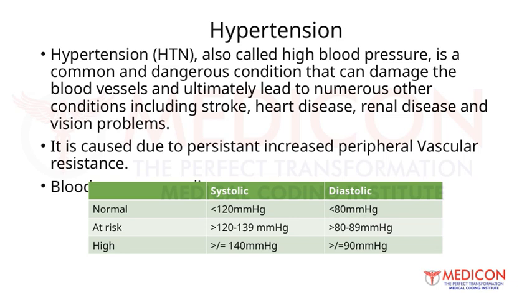Hypertension, also known as high blood pressure, is a very common condition, but it can be quite dangerous if left unmanaged. It has the potential to damage blood vessels over time, which can lead to serious health problems like stroke, heart disease, kidney issues, and even vision problems. The core cause of hypertension is persistent increased peripheral vascular resistance. Essentially, the blood vessels become more resistant to blood flow, which forces the heart to work harder to pump blood through the body.